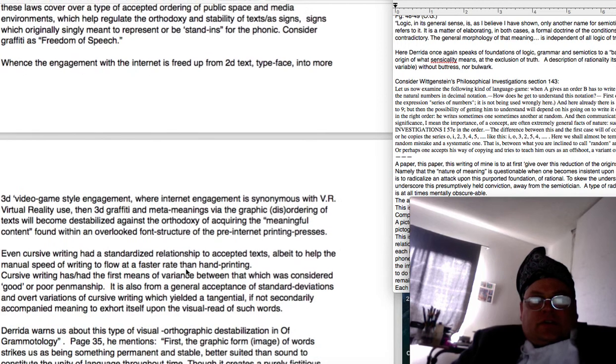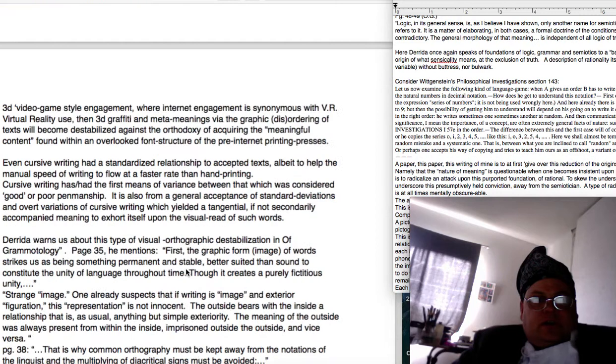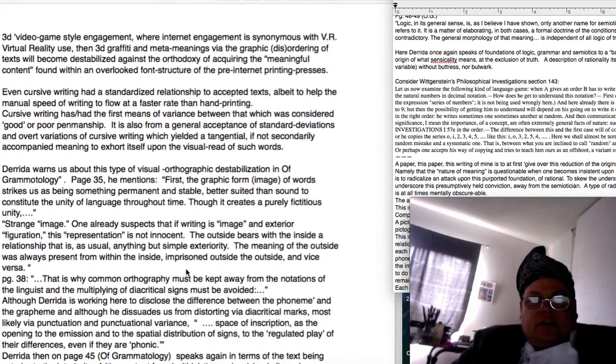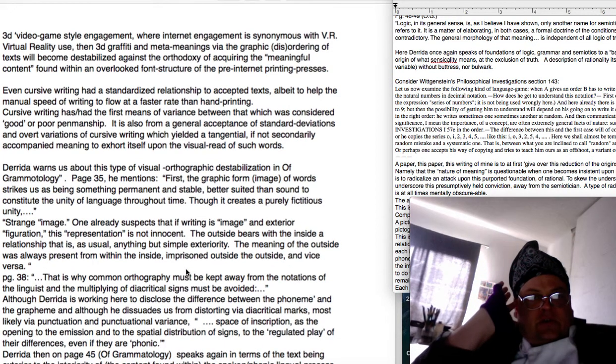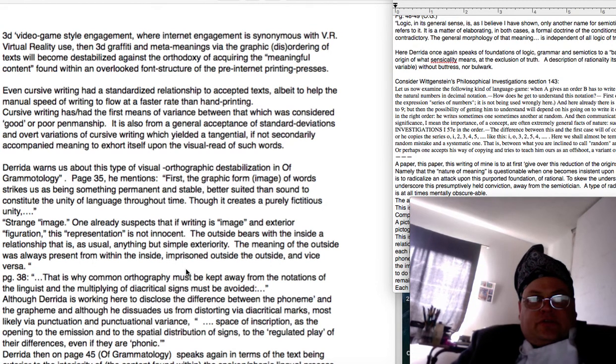Whence the engagement with the internet is freed up from 2D text typeface into more 3D video game style engagement, where internet engagement is synonymous with virtual reality, VR use, then 3D graffiti and meta-meanings via the graphic disordering of text will become destabilized against the orthodoxy of acquiring the meaningful content found within an overlooked font structure of the pre-internet printing press.